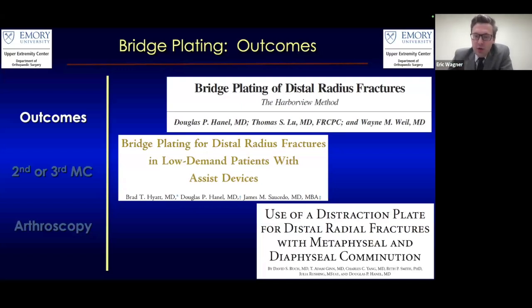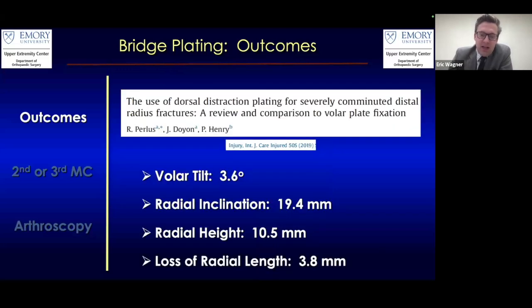And thus, some of the original studies, out of Harvard, out of other areas, that Doug Hanel liked to show this ligamentotaxis idea with a bridge plate or an internal X-fix actually worked quite well, especially in some of these high energy mechanisms. And in general, this is what you could expect getting back. You could get back some volar tilt, you could get back some radial inclination, you could get back some height, and get some pretty acceptable parameters.